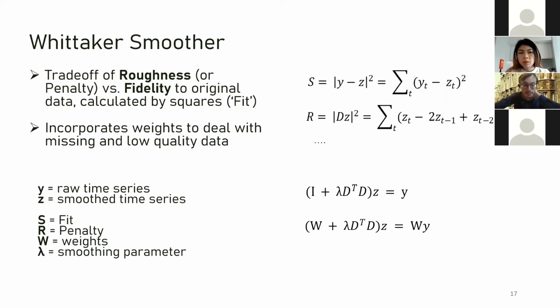Okay, so the method here is called the Whittaker smoother, and it constructs the smoothed time series Z by balancing the roughness and the fidelity to the original data.